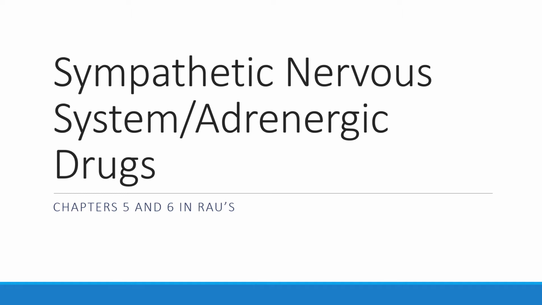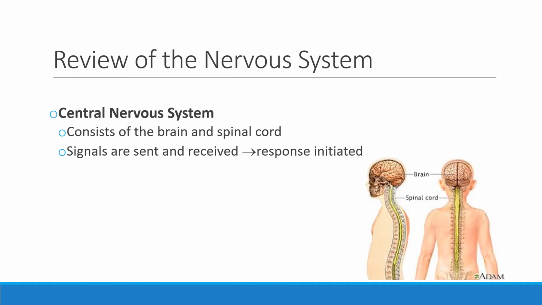So this overviews chapters 5 and 6 in your pharmacology book. They're pretty intensive chapters, so take it slow. But the big thing here is to give you a good overview. So maybe this video might help give a good overview and broad things to think about as we go through this information. So, quick review of the nervous system.